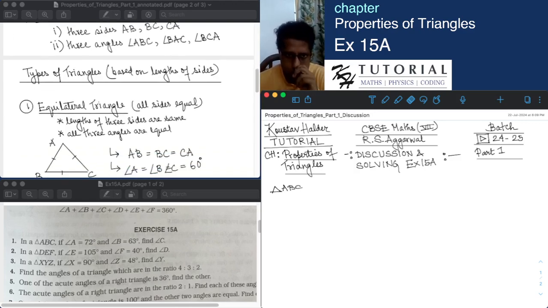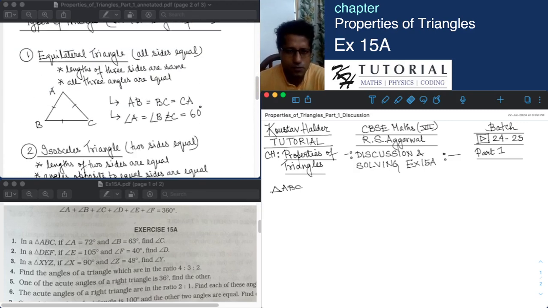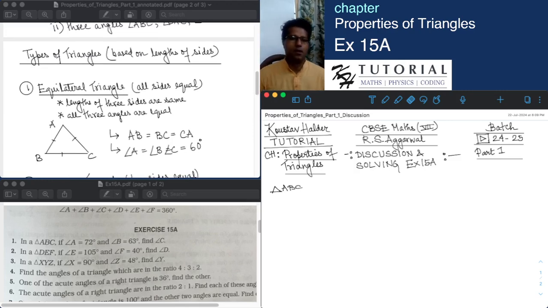Now, for the types of triangles based on the length of the sides, there are 3 types. The first one is the equilateral triangle. In an equilateral triangle, the lengths of all the sides are equal. So we have AB equals BC equals CA. Also, an important thing to note about an equilateral triangle is that all its angles are also equal. That is, angle A is equal to angle B is equal to angle C, and they each measure 60 degrees.